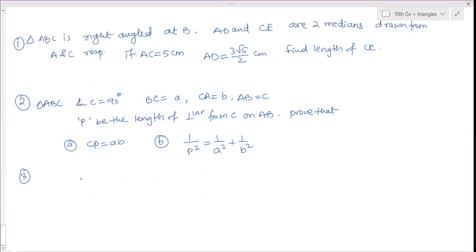Ma'am, what is that thing that P be the length of, what is that? Perpendicular. And that part is CD or CP? CP. Okay, ma'am.